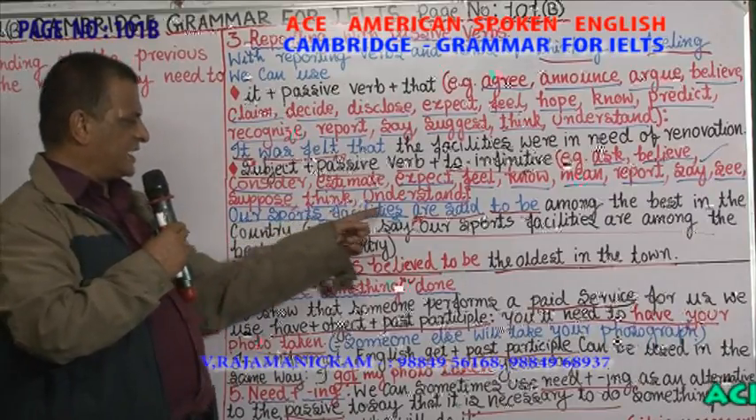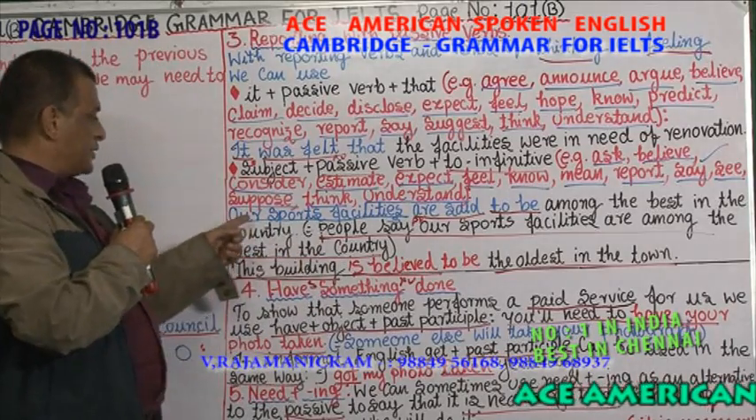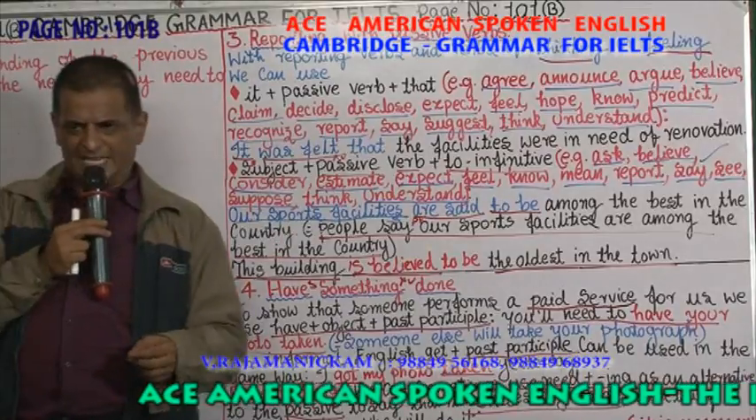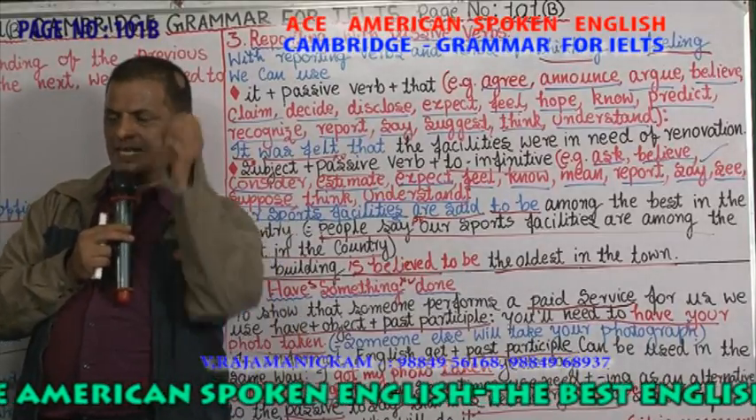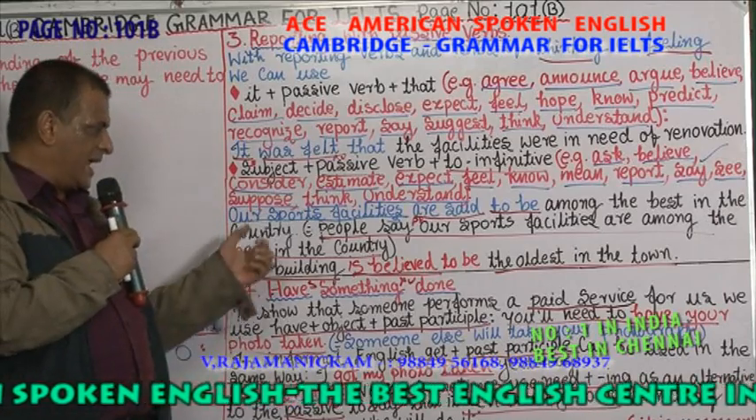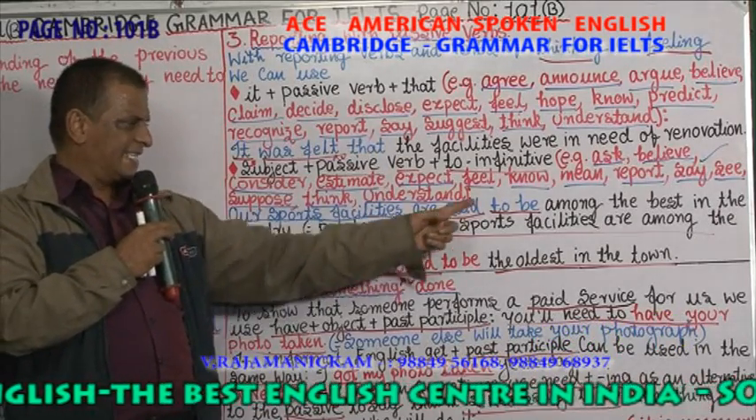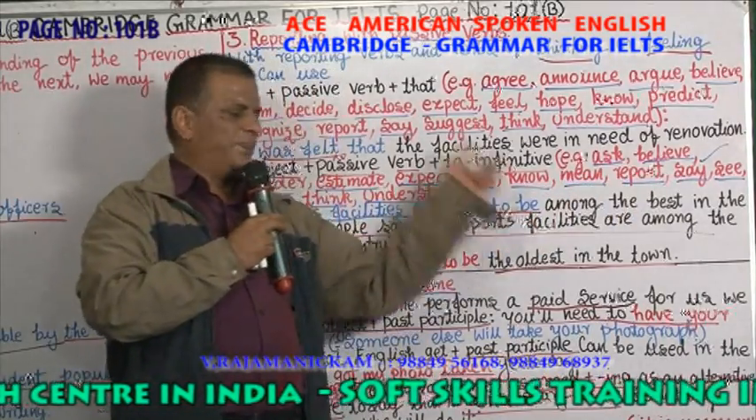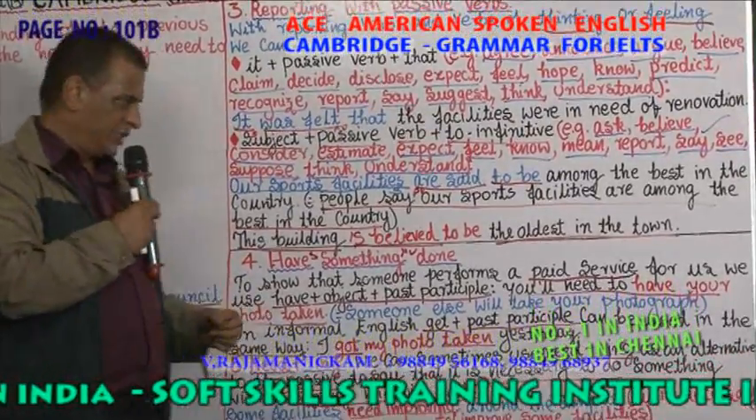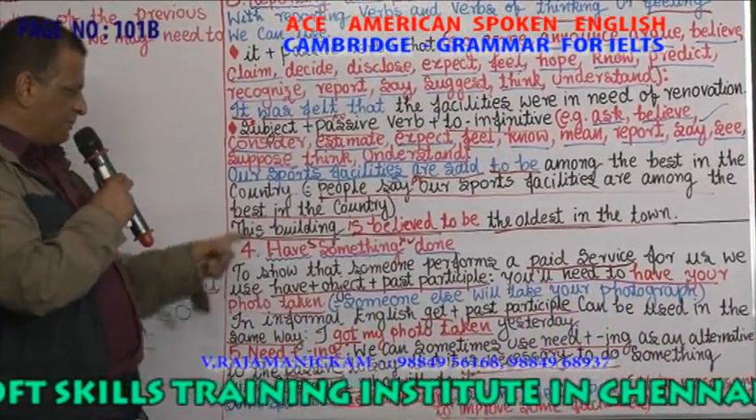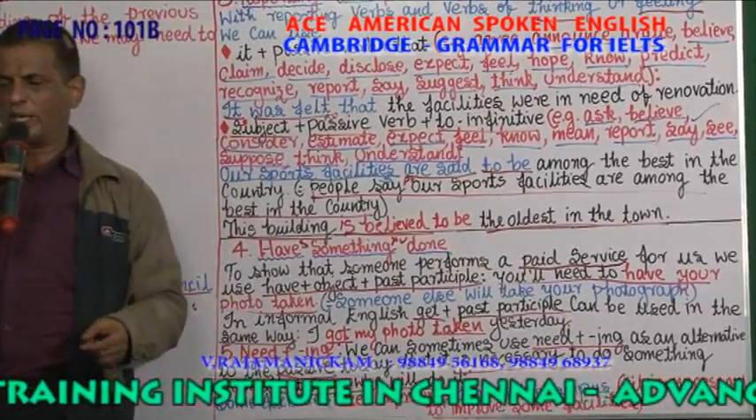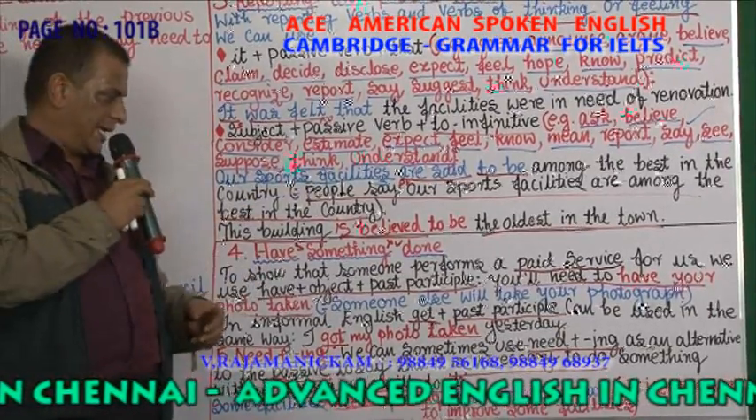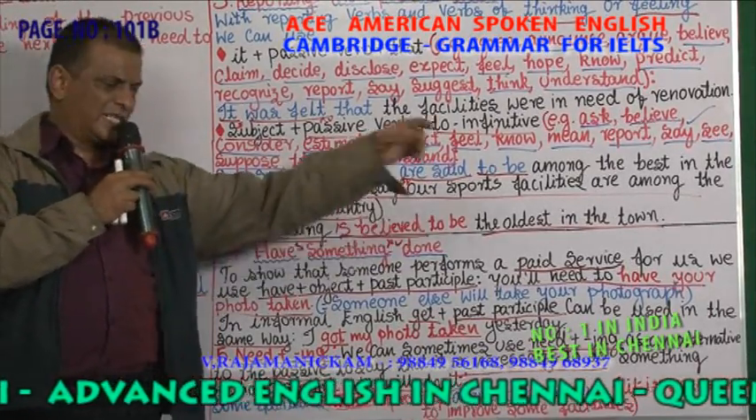See, our sports facilities are said to be among the best in the country. எங்களுடைய விளையாட்டு சௌகரியங்கள் இந்த நாட்டிலே சிறந்ததாக இருக்கின்றன. Our sports facilities are said to be, say இங்க பாருங்க, are said to be என்பது வினைச்சொல்லாக வருகிறது. So people say our sports facilities are among the best in the country. மக்கள் சொல்கிறார்கள் எங்களுடைய விளையாட்டு துறை தான் இந்த நாட்டிலேயே சிறந்தது என்று. said to be.